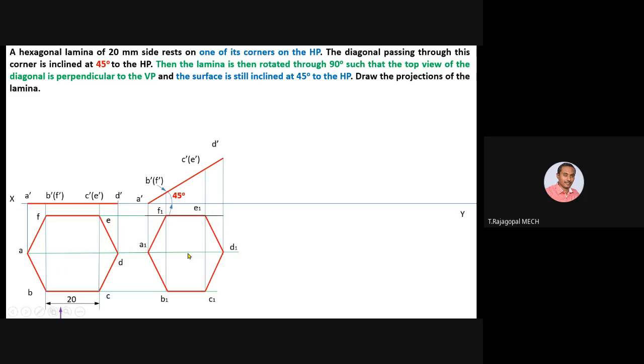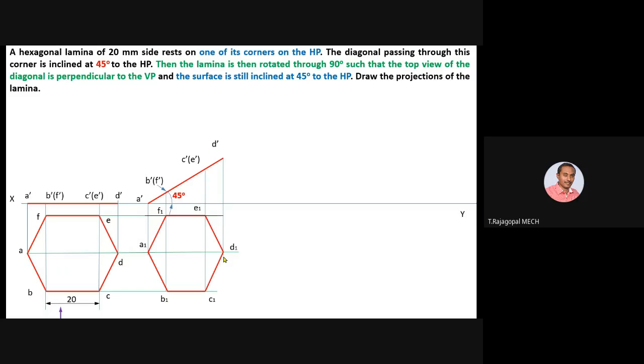If you are rotating by 90 degrees, the diagonal is A1 D1. This A1 D1 is now parallel to XY. If you rotate through 90 degrees, this A1 D1 becomes perpendicular to XY. This is A1, here it is D1. After rotation of 90 degrees, it should become perpendicular to XY.